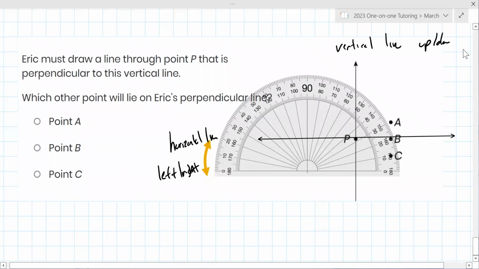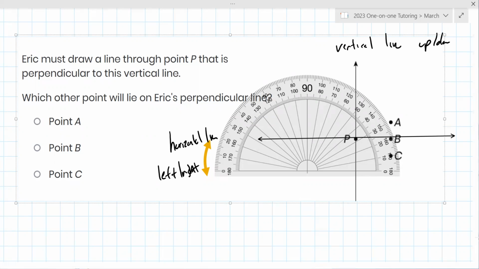Now, what other point does that horizontal line go through? I don't know if I can get it exact or not. I guess I can't. But what other point does it look like it goes through? Point is a letter. Is it A, B, or C? B. Looks like it goes through B.